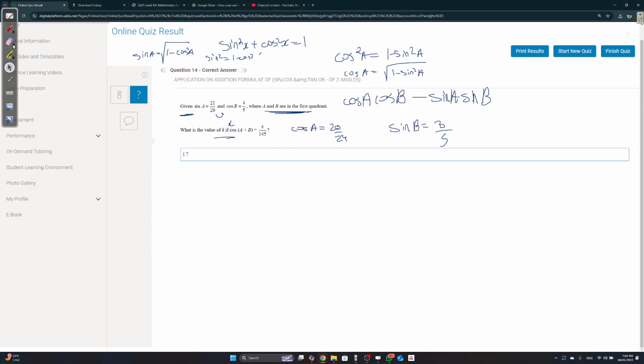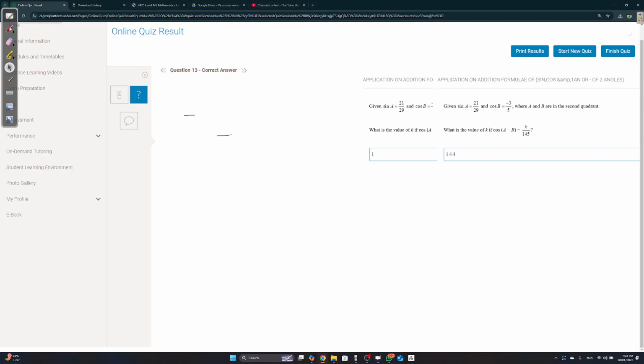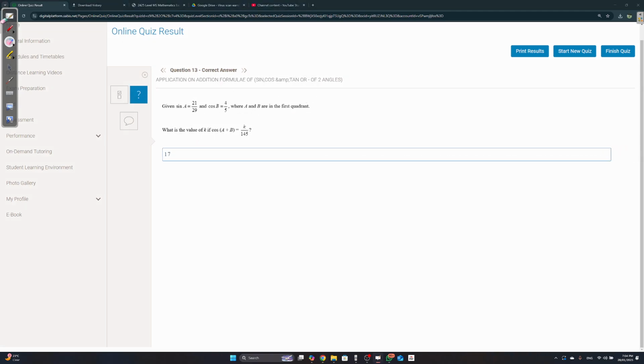Question 14. Sine A is 21 over 29, cosine B is 3 over 5. What is cosine of A minus B? But here they're in the second quadrant. This is important. I didn't touch on it here because this is wrong. I should have explained it.